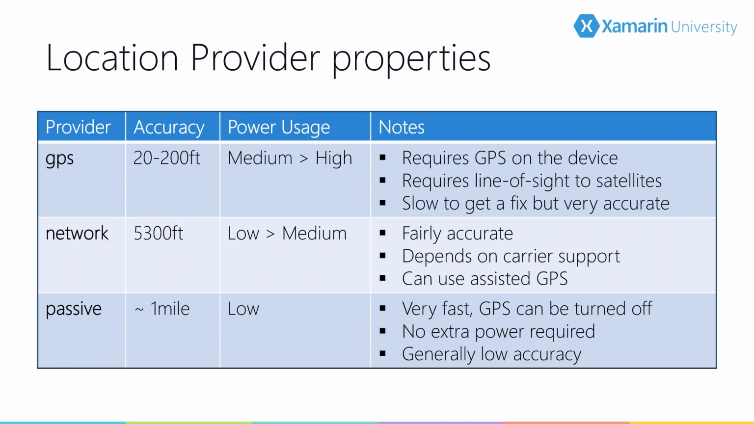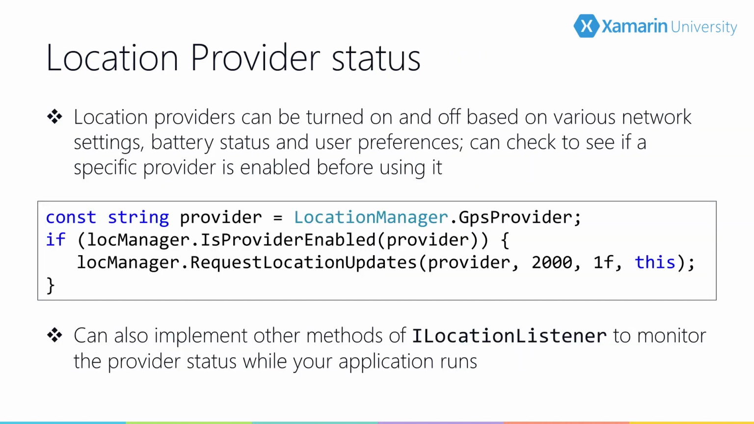The built-in providers all have known characteristics, which you can see here. One thing to be aware of when working with location is that providers can be turned on and off. That's why we have the provider methods in the ILocationListener interface. If you need to check a provider's state, you can use the LocationManager's isProviderEnabled method and pass in the provider name.